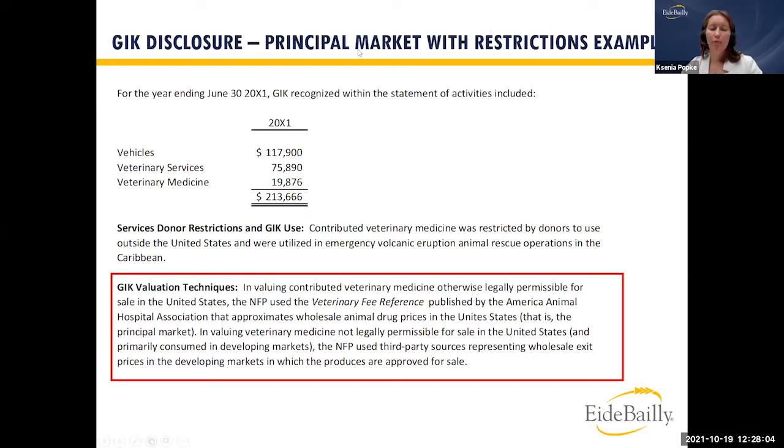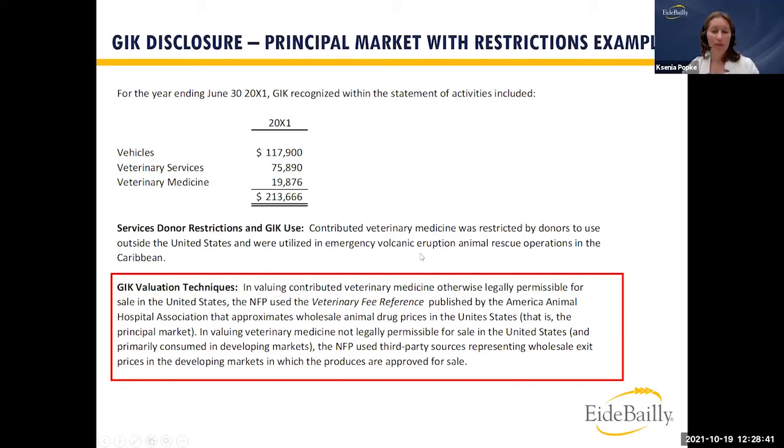So when we're looking at the principal market, here are some valuation techniques, but also, where was the medicine actually valued? For those that are not legally permissible for sale, the organization used third-party sources representing exit prices in the developing markets. This is something that will, I think, have a pretty significant impact on the larger not-for-profits when a very specific market is to be used for valuation techniques instead of just the US.